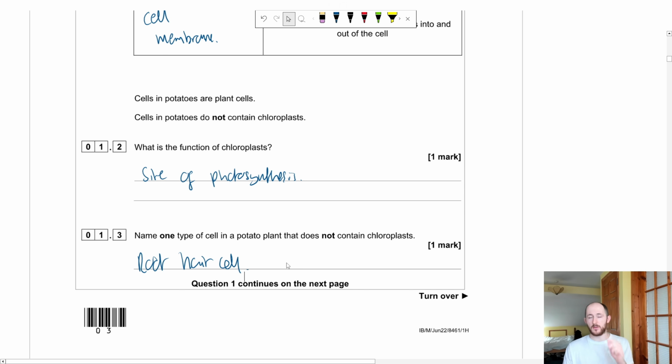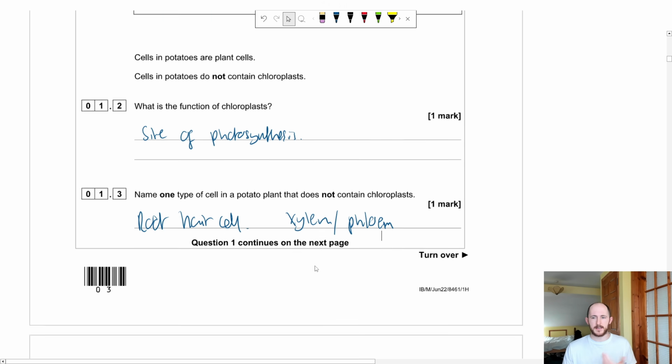But any cells that are on the inside of a plant only, such as the xylem or the phloem, will also not have chloroplasts because they're on the inside of the plant. How are they going to get sunlight? You could also say epidermis or the meristem as well. So just keep that in mind. Think about the function and think about where it will not be needed or will be needed.